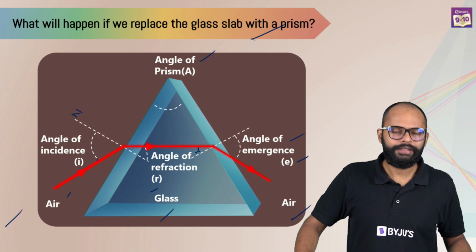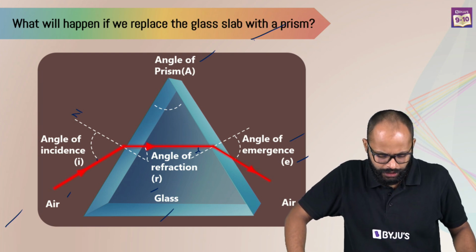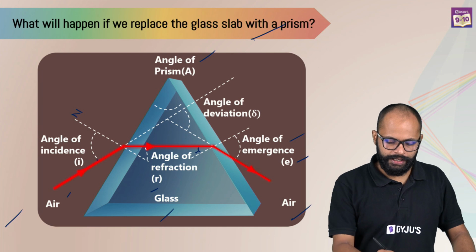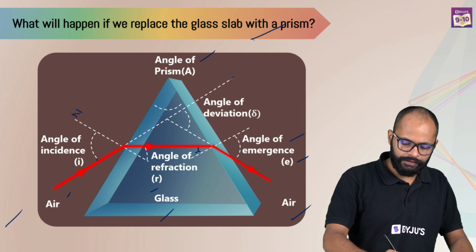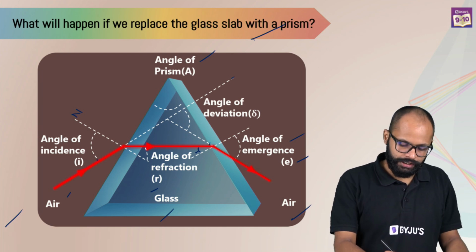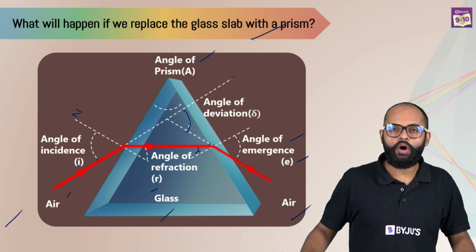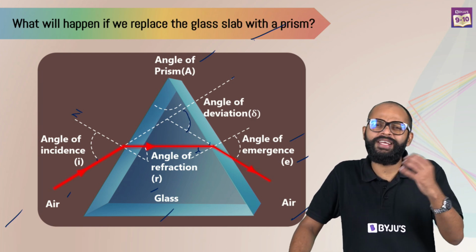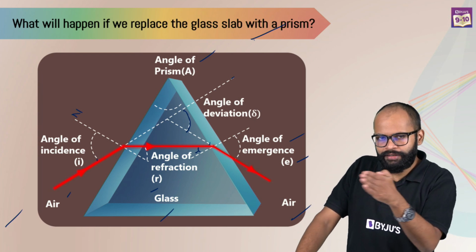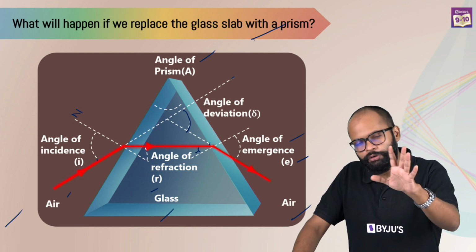But you know what? Here it's different. What is the difference? If I trace the incident ray forward like this and the emergent ray, you will see this is my angle of deviation. What is deviation? How much it has deviated, right? Turned. That is what we call deviation.